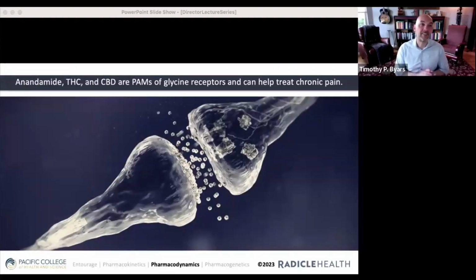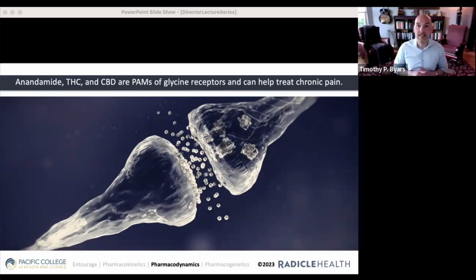All right, glycine receptors. Glycine receptors inhibit nerve activation, which tend to regulate pain and inflammation. So anandamide, THC, CBD, all positive allosteric modulators of glycine receptors. So remember, glycine is one of the major inhibitory neurotransmitters, and you know, lots of glycine receptors in the brainstem and in the spinal cord.